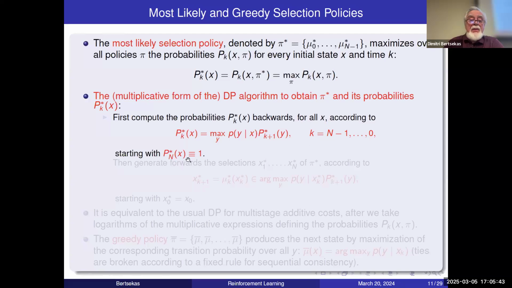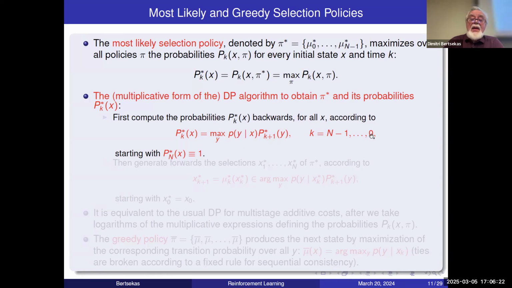It starts at the end with a reward to go probability equal to 1. At the end, probability is 1. And then going backwards, we maximize with the probability of the current stage and maximize overall next states. So this is a probability of the next state y, and then the optimal probability starting from y all the way to the end. And so we go backwards, one step before the end, two steps before the end, and so on.